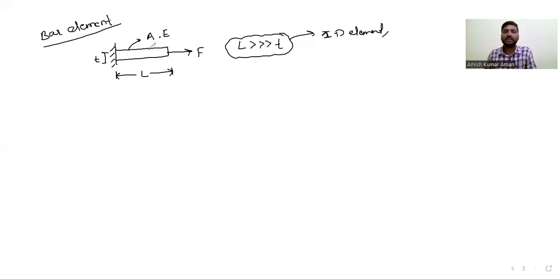Even though we can find the area of cross section as length into thickness, we will consider this as a one-dimensional element because the ratio of thickness to length is very, very small. Thickness is very small compared to the length of the element, so we can ignore the thickness, right? If you remember the first unit, plane stress and plane strain conditions, there we discussed something about thickness. Just go through that video and you will get to know everything. So here, what type of element is this? One-dimensional element, right?